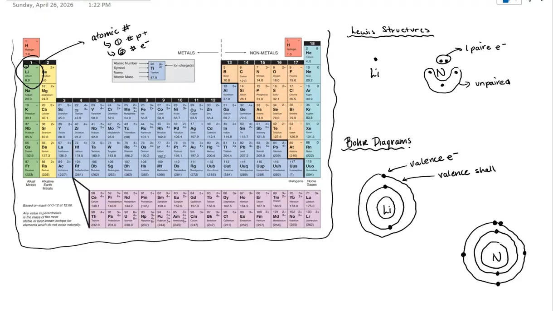If you don't want to draw Bohr diagrams all the time, which I encourage you not to, because they take a long time and they're not really important, there's a quicker way to identify how many valence electrons a certain element will have, and it's by the group numbers. You can see at the top of each group of the periodic table here, we have a bunch of numbers, right?